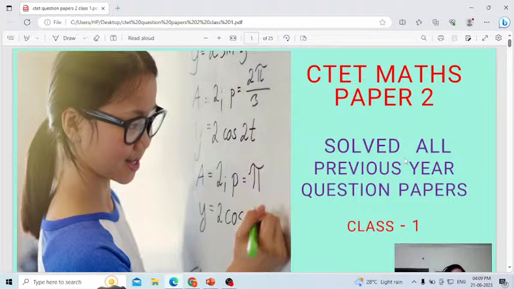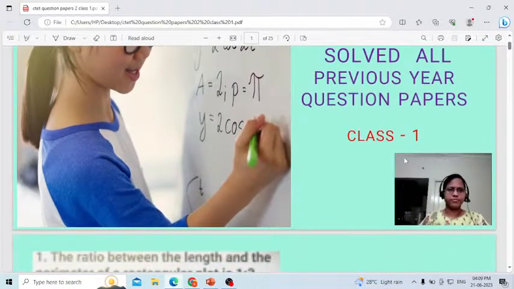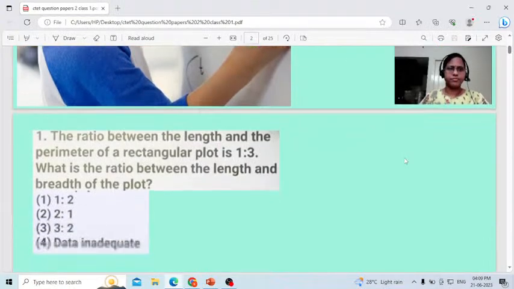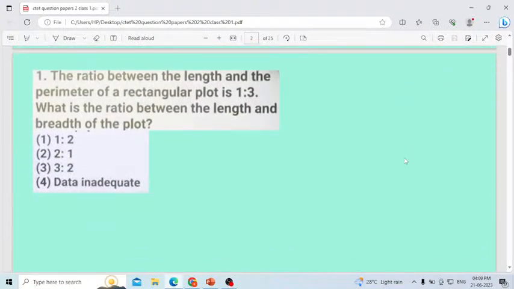Welcome to my new series of CTET Maths Paper 2. Here first I will discuss previous year question papers. First I will solve more than 10 years of previous year question papers. Then it will be helpful for you to prepare for CTET Paper 2, okay? Maths Paper 2, especially maths. Okay, let us discuss the questions one by one.